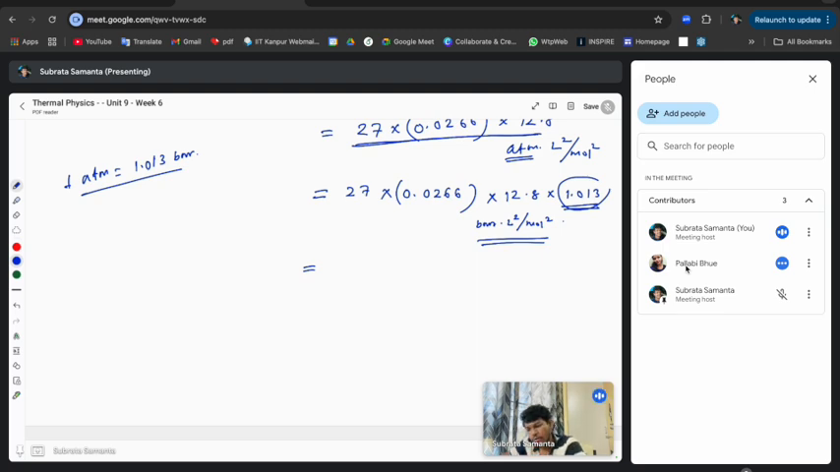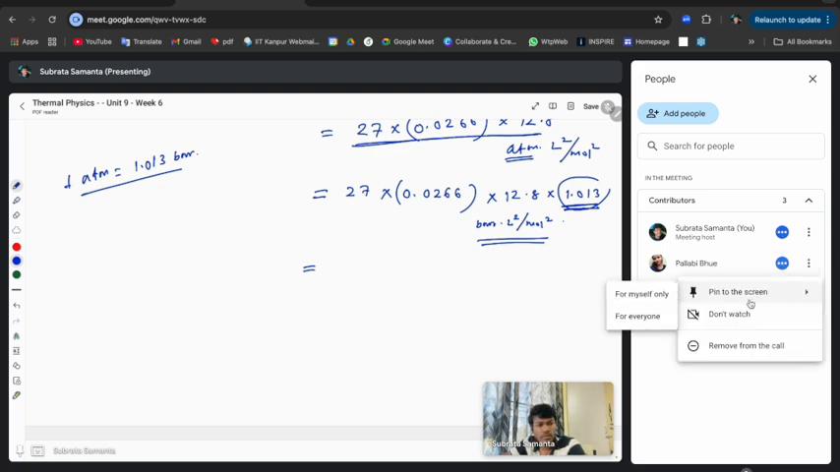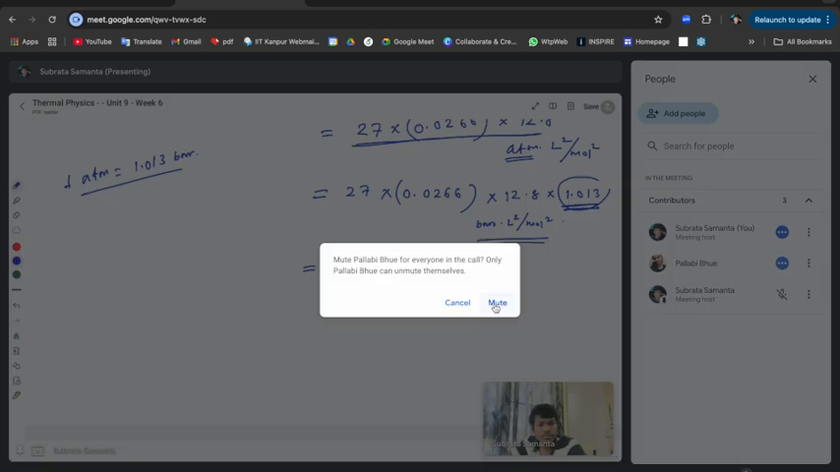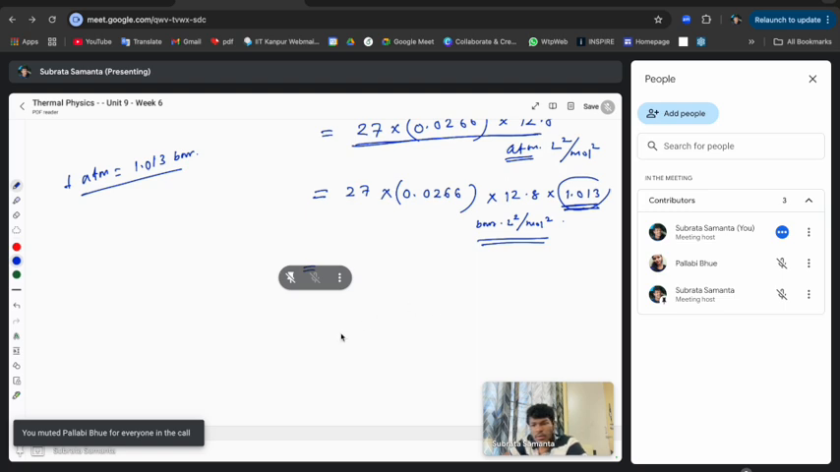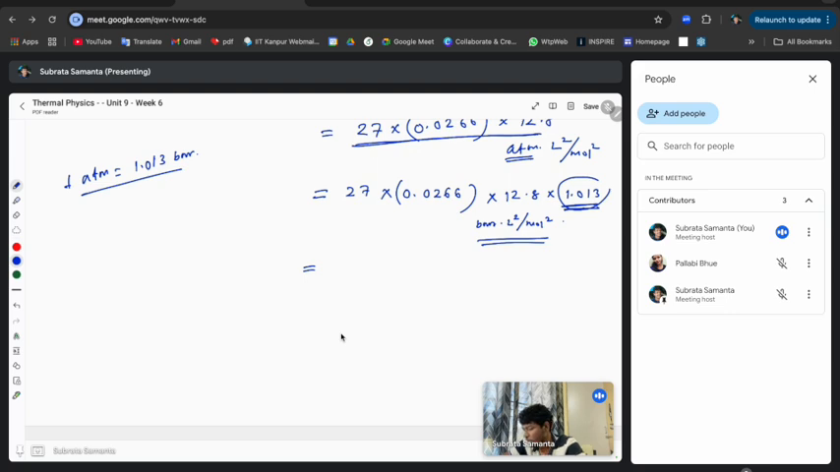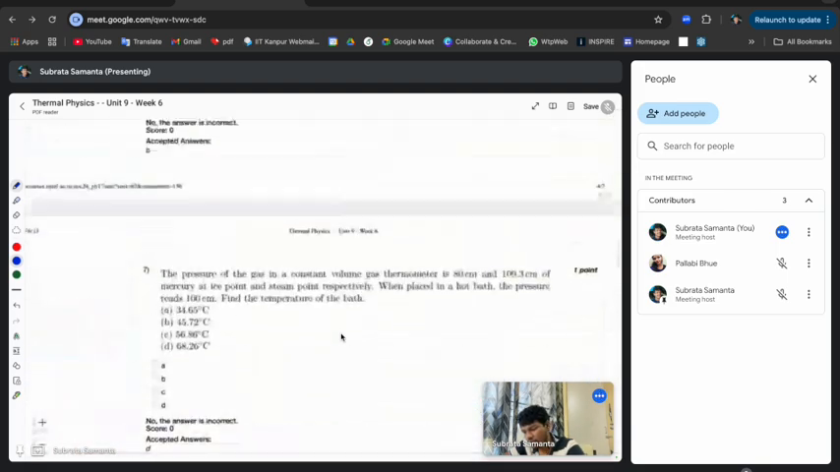Okay, so if you multiply with this number, 1.013, we get 0.247 bar liter square over mole square. So this is your result. Okay, so let's check the answers. Is this in the answer or not?